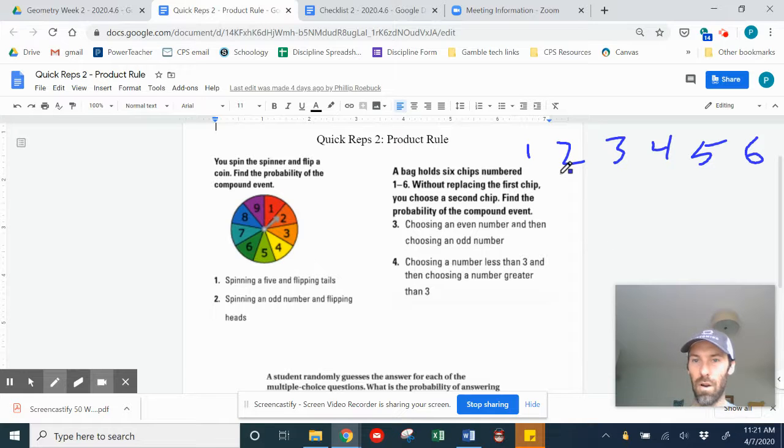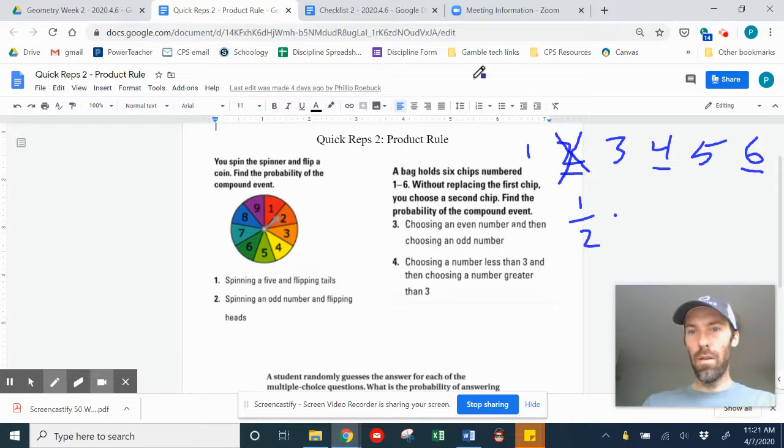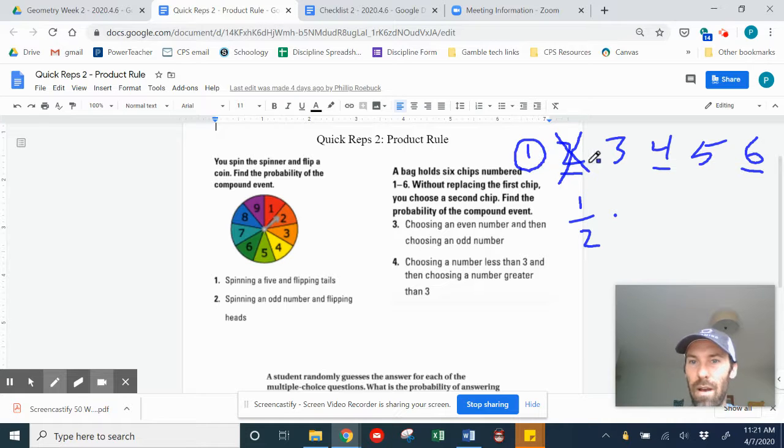So the even numbers are 2, 4, and 6, which means 3 out of the 6 numbers are even. The first event's probability is then 3 out of 6, or 1/2. But then because we're not replacing it, we have to assume, let's say that we drew the 2. That 2 is no longer a possibility here. So now we want to know what's the probability of drawing an odd number in this scenario. We have 1, 3, and 5. So there's 3 possible odd numbers, and there's only 5 chips total. So the probability there is 3/5.